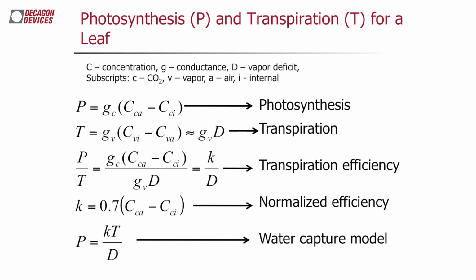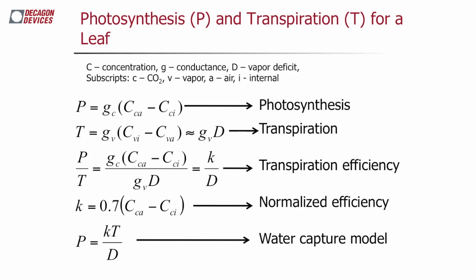Now, this normalized efficiency value, why do we actually go and use that value? Well, the K value is kind of useful. It's very nearly a constant. The difference between the conductance to CO2 and to water vapor is just a constant, 0.7, that ratio. And that ends up being just from the conductance of those two molecules in air.